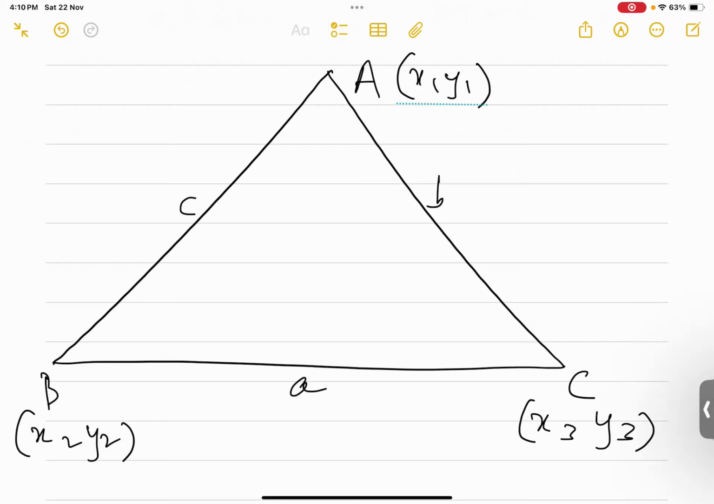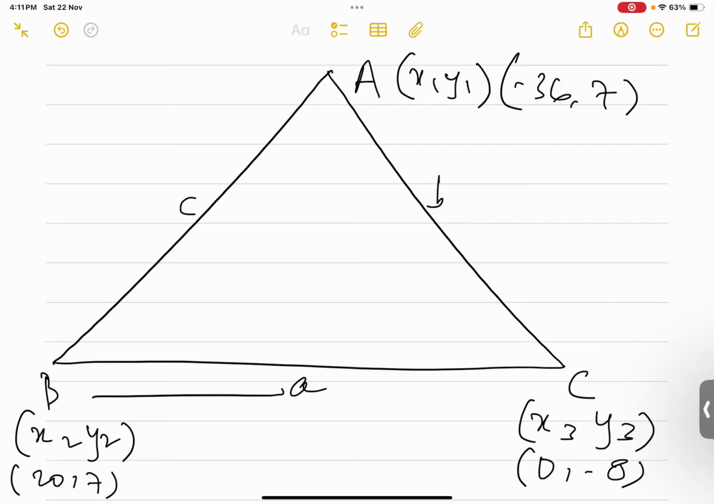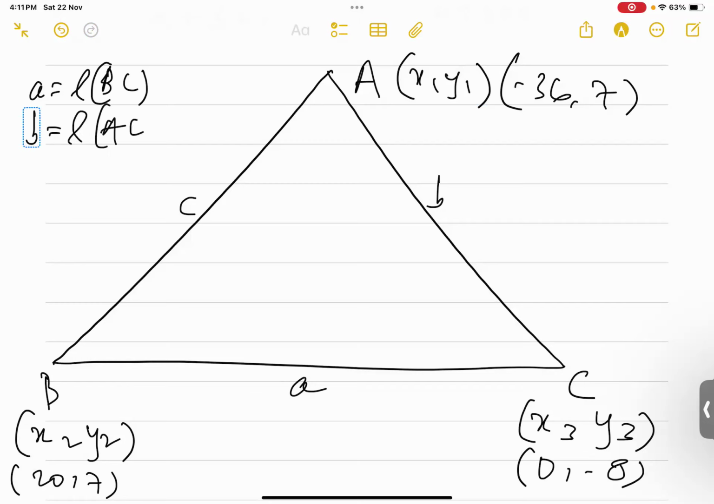So first let us name these points. This is minus 36 comma 7. Okay, this is 20 comma 7, and this one is 0 comma minus 8. So a, as per the distance formula, you can calculate the length. a is nothing but length BC using the distance formula. b is nothing but length AC, and c, small c, is nothing but length AB. So these three things you should calculate.